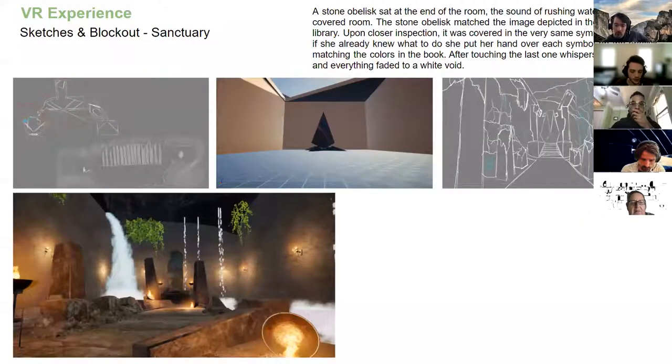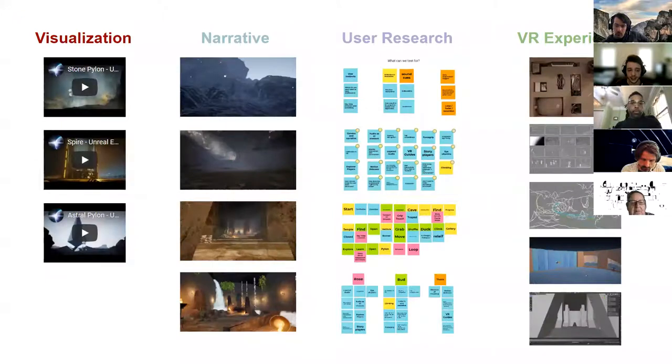And then the final smaller sanctuary area, trying to relay as much as possible back to that first instance where the user sees the pylon, and having a slightly more intimate space where there's only one clear objective for the user to have. And that is pretty much everything for this entire semester.